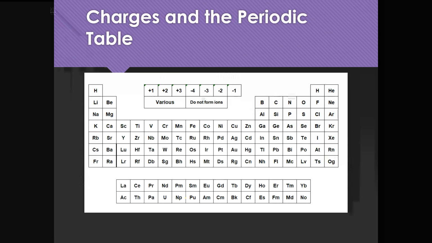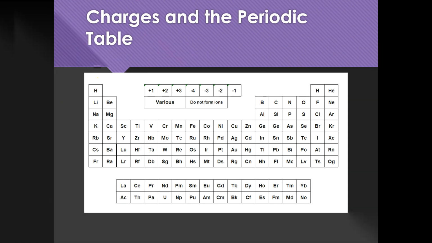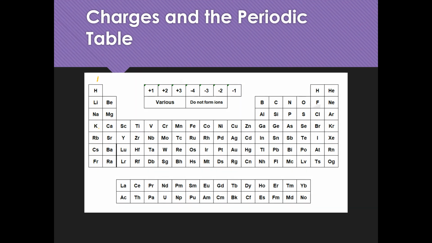Since this first column has 1 valence electron, all of these atoms here will graciously lose their 1 electron and become a +1 charge. Same thing here with the second one. This column here has 2 valence electrons. So beryllium, magnesium, calcium, strontium, barium, and radium would all graciously lose 2 electrons and become +2. And so on and so forth.